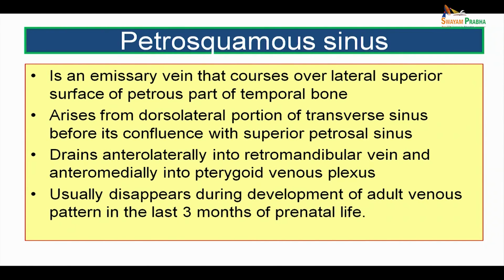Let us now see the petrosquamous sinus. This sinus is basically an emissary vein that courses over the lateral superior surface of the petrous part of the temporal bone. It arises from the dorsolateral portion of the transverse sinus before the transverse sinus meets with the superior petrosal sinus. It drains anterolaterally into the retromandibular vein and anteromedially into the pterygoid venous plexus. It usually disappears during development of the adult venous pattern in the last 3 months of prenatal life.